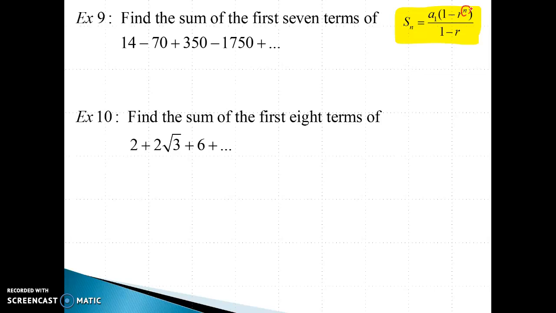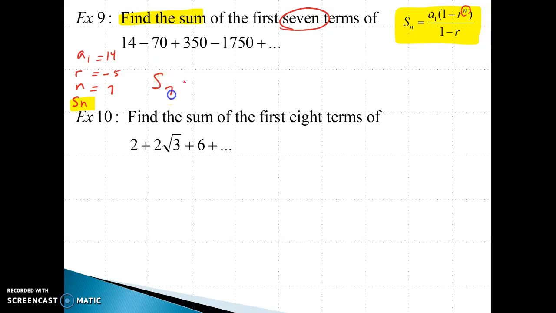So just like we saw before, we want to go ahead and write down all our variables. So we have our a1, our r, our n, and our S sub n. And in this problem, I'm asking you to find the sum. So this is my unknown. We can fill in everything that we do know. We know our first term is 14. We can divide to find our r value is -5. And I want to find the sum of the first 7 terms. So n is going to be 7.